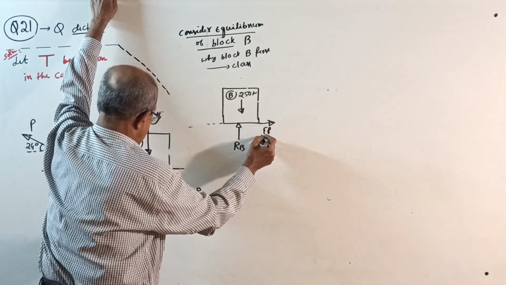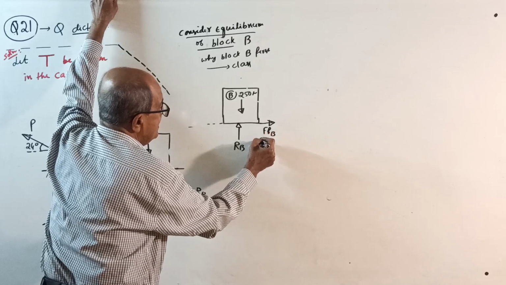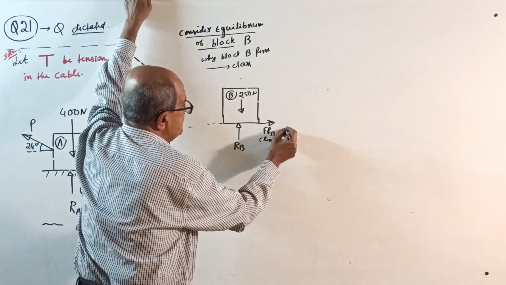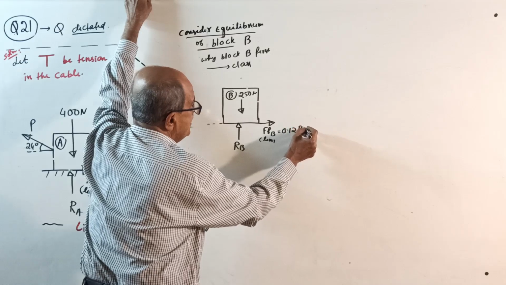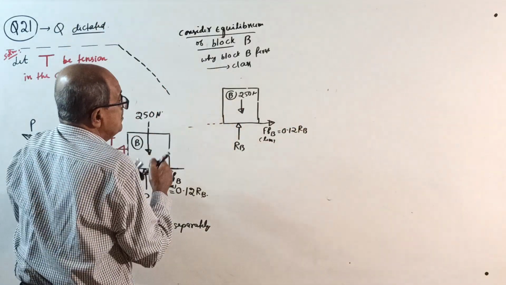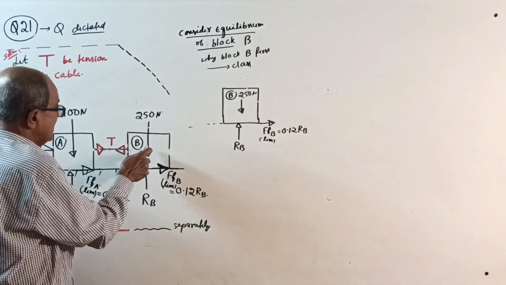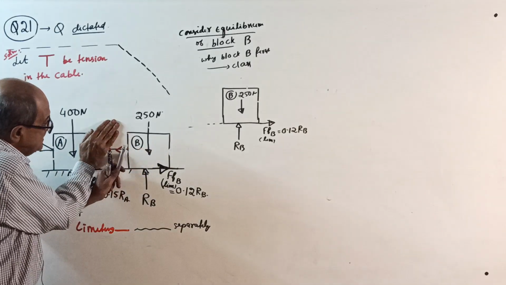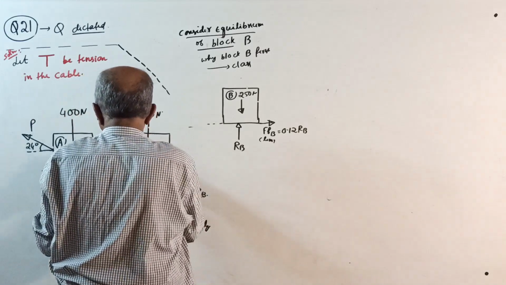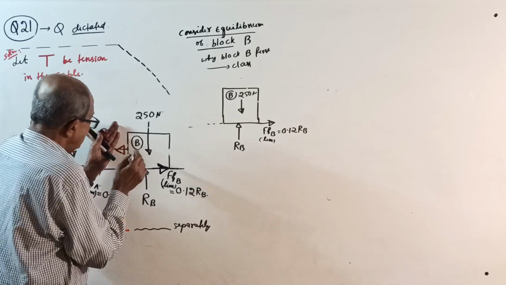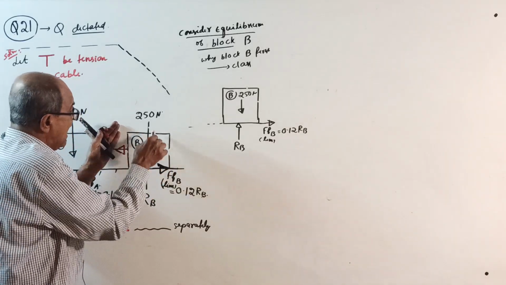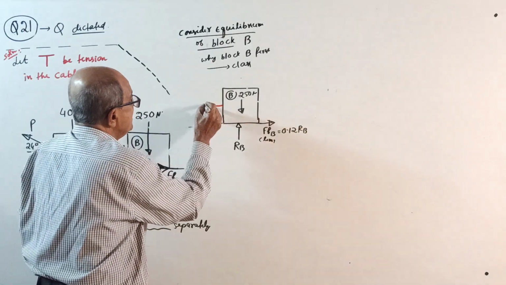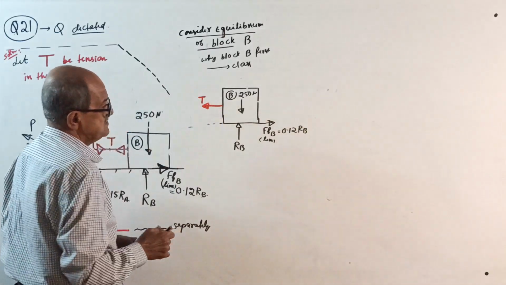Frictional force for block B, limiting frictional force for block B is 0.12 times RB. And then one more is there. When I consider block B, this tension, and later for block A, this tension, both are equal. We are considering only forces, action and reaction for block B, that is a tension force T.